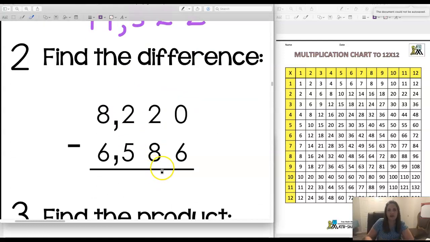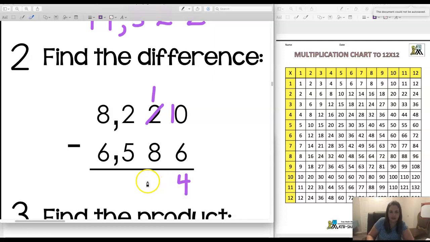Number 2, find the difference. Remember, the difference means the answer in subtraction. 0 subtract 6. If I don't have anything, I cannot take 6 away. I'm going to go over here to my tens where I have 2 tens, take one of them, so that leaves me 1. And unbundle it to give me 10 ones. 10 subtract 6 equals 4.